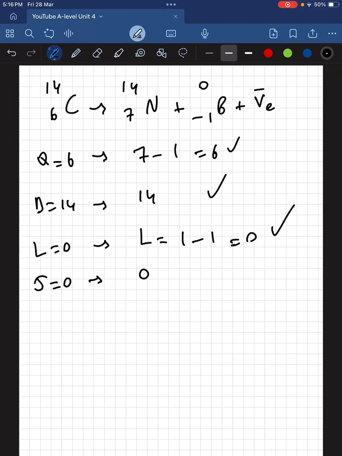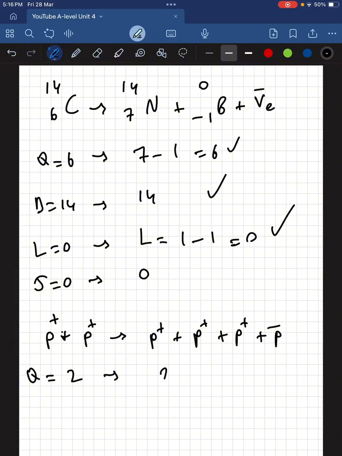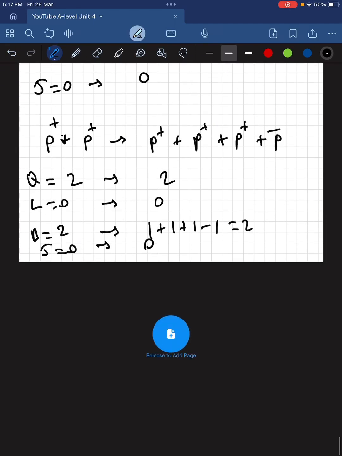All right, so the final example, which is something we talked about in a different video, is 2 protons colliding, producing 3 protons and 1 antiproton. So let's see, charge is 2 before and 2 after. Lepton number is 0 before and 0 after. Baryon number is 2 before, and after it's 1 plus 1 plus 1 minus 1, so it's 2. And strangeness is 0 before and after.